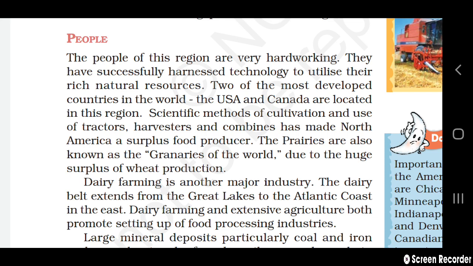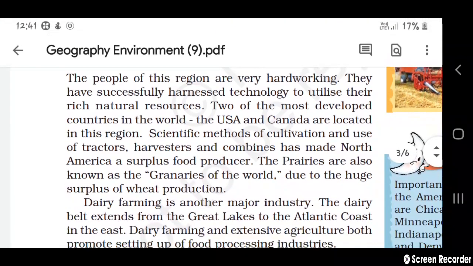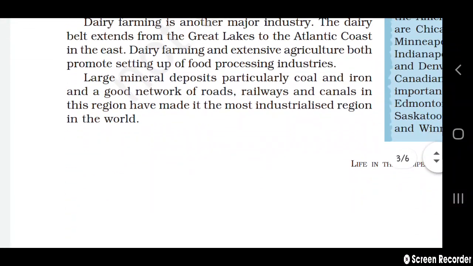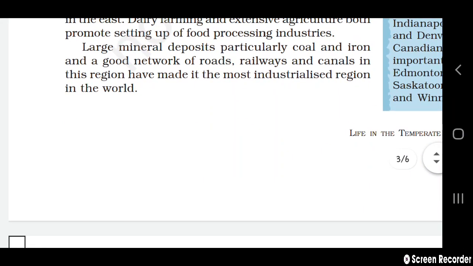Dairy farming is another major industry in these prairies. The dairy belt extends from the Great Lakes to the Atlantic coast in the east. Dairy farming and extensive agriculture both promote the setting up of food processing industries. After this, large mineral deposits, particularly coal and iron, and a good network of roads, railways and canals in this region have made it the most industrialized region in the world.